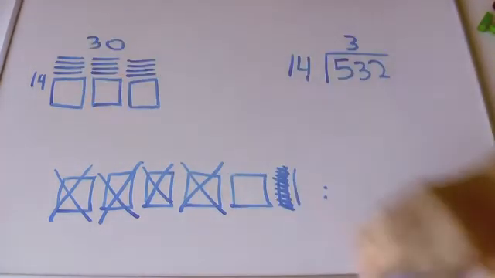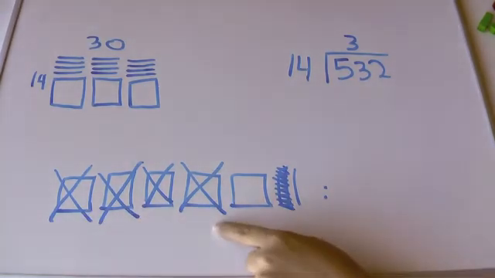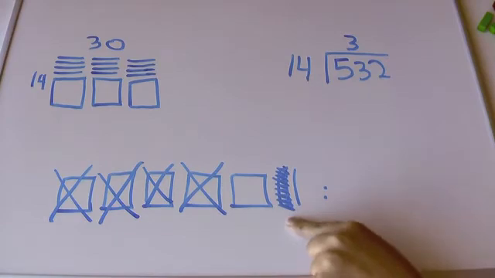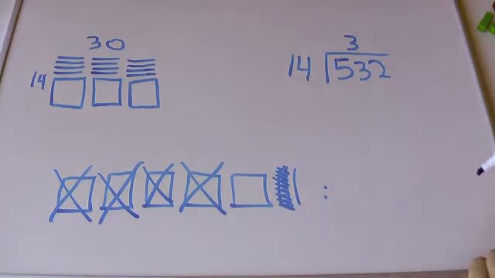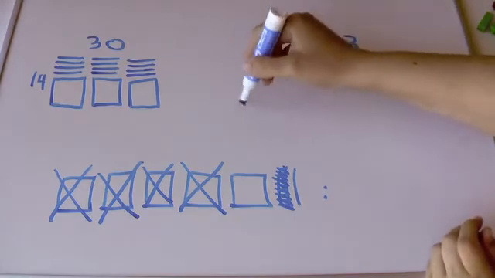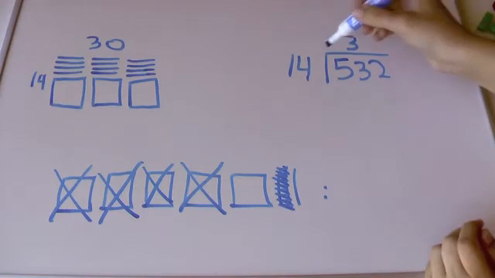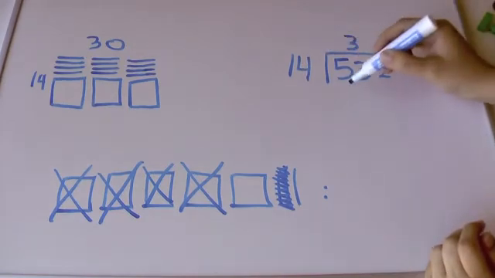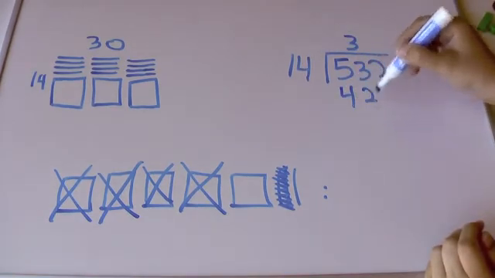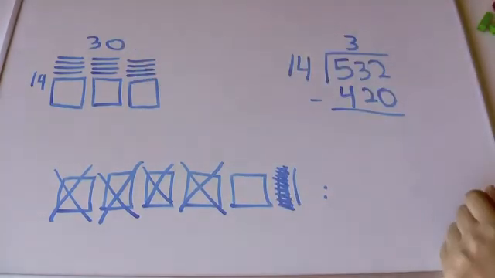So how much did I take away? I took away 14 times 30, which we can see down here, 420 is what we used. Or you can do it with Cuisenaire rods or do it the traditional way, 14 times 30, such like that. Okay, so 14 times 30, 420. So that's how much we took away and put over there.